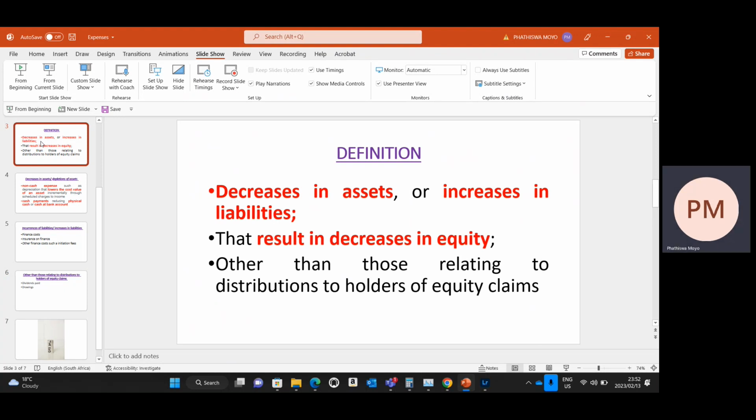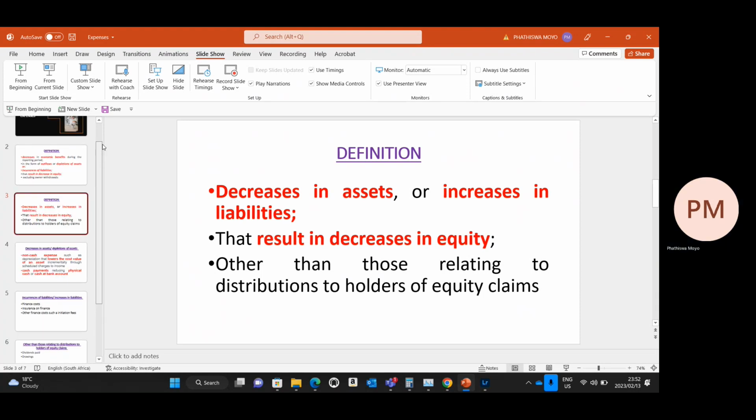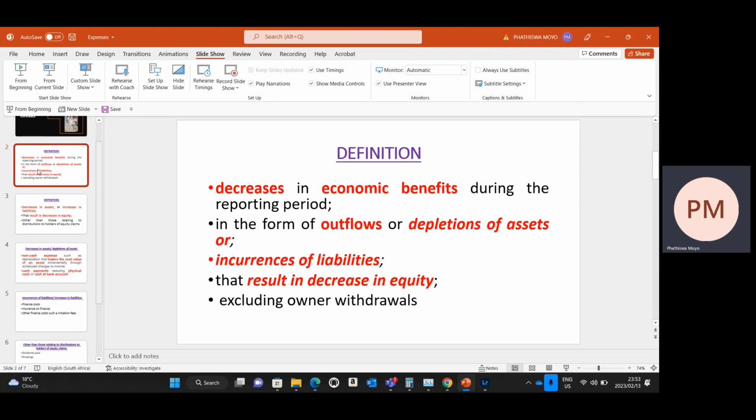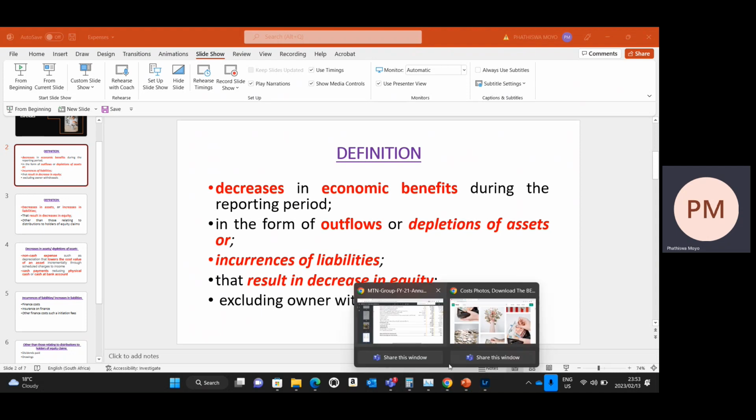Okay, so guys, let's refresh again. So this is a decrease in assets or an increase in liabilities, that's your expenses, resulting in a decrease in equity other than those relating to distributions to holders of equity claims. Or you can say it's a decrease in economic benefits during the reporting period in the form of outflows or depletions of assets, or increase of liabilities, incurrences of liabilities that result in a decrease in equity, excluding owner withdrawals. I hope you never get confused again with what expenses are in terms of the definition. Thank you guys. Bye.